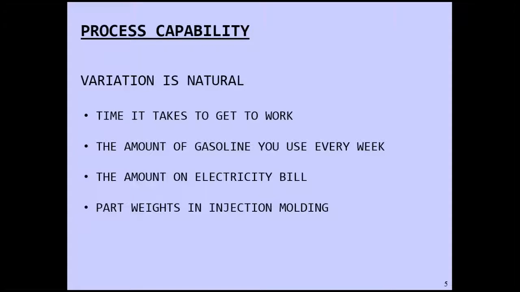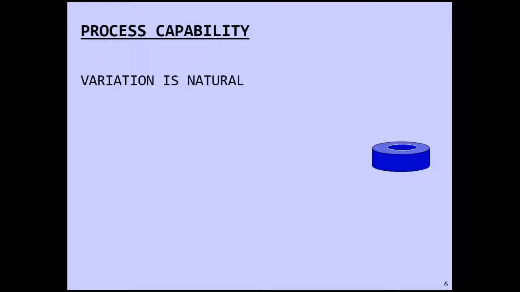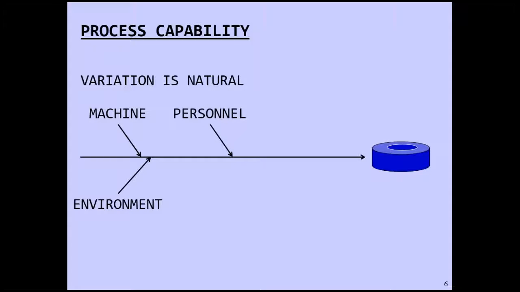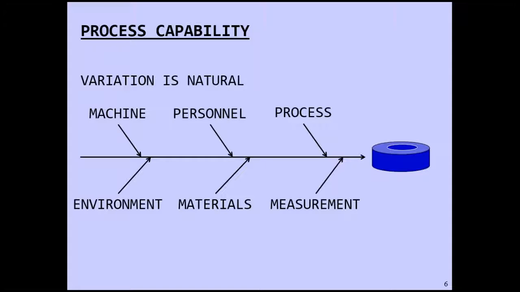You weigh 100 parts that come out of the molding machine, and they're all going to weigh different. If you don't see a difference in the weights, that means the weight scale is not accurate enough to measure to the decimal where the variation is. So there's always going to be variation in the parts. To make a molded part, you can get variation from the machine, the environment, the personnel, materials, the process, and measurement systems. Multiple things can cause variation.